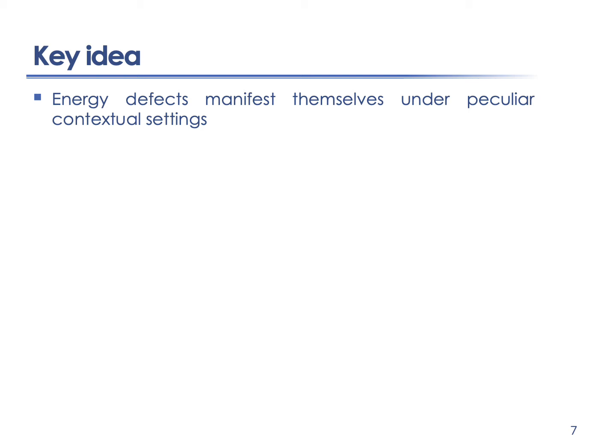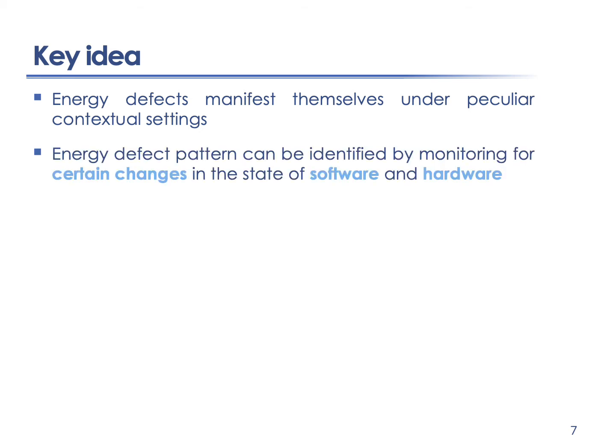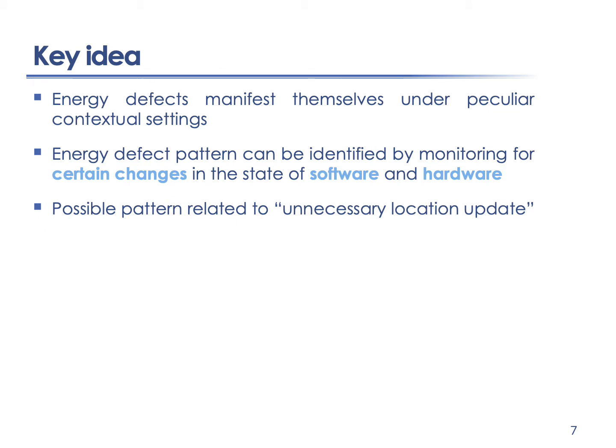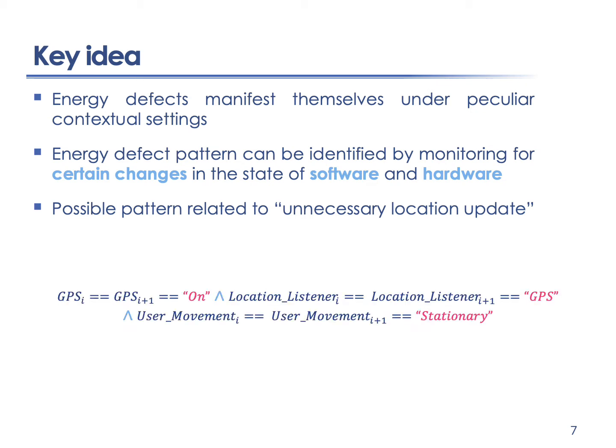Our intuition to solve the Oracle problem was that since energy defects manifest themselves under peculiar conditions, then a feasible solution to detect them could be to monitor for certain changes in the state of software and hardware elements during the test execution. To give you an example, the unnecessary location update energy defect that I showed earlier in the presentation can be detected during the test execution if we can observe this pattern in two consecutive states of user movement and GPS hardware. This pattern indicates that while the user is stationary and her movement does not change in two consecutive states, the GPS is on and there is an active location listener that unnecessarily engages the GPS hardware.